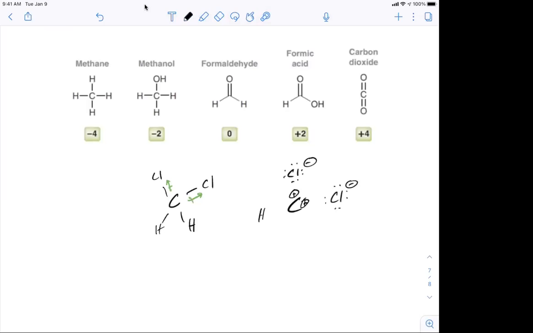But then when we look at the hydrogen, right, it becomes positive since it's less electronegative than the carbon, and the other hydrogen also, right? So we have 2 pluses and 2 minuses, right? And so this would have an oxidation state of 0.